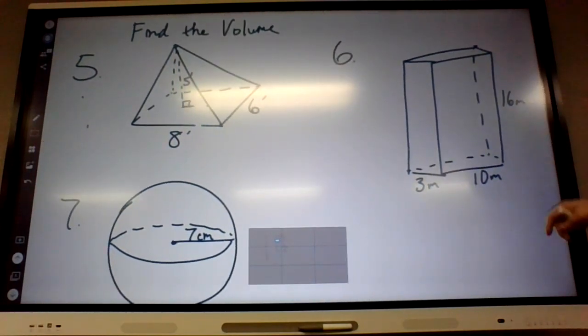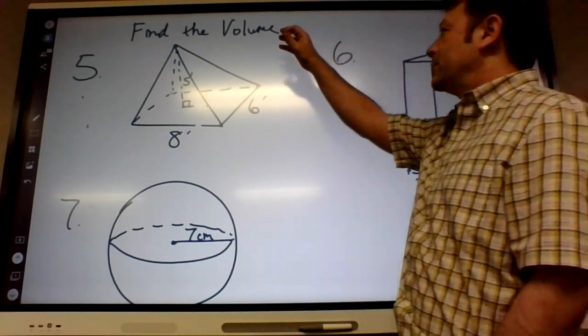Yeah. Okay, find the volume. This is from here until the next directions.